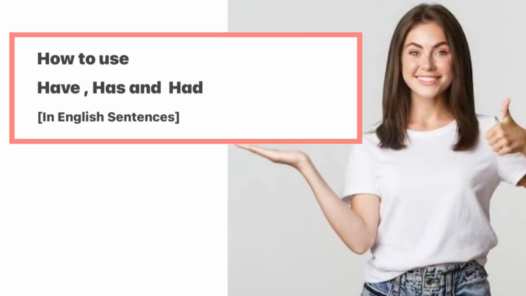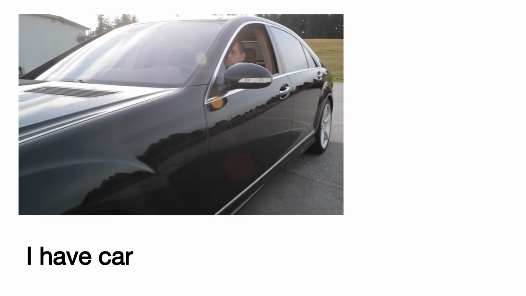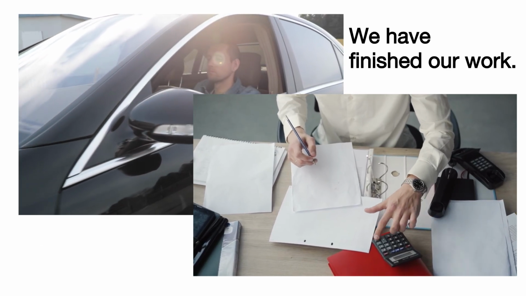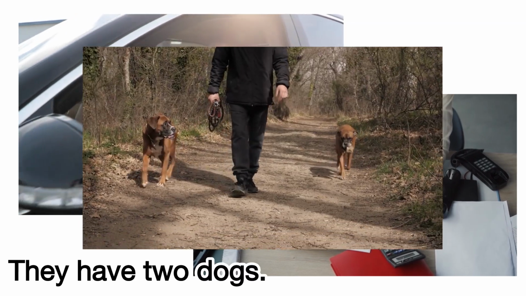Let's understand how to use have, has, and had in English sentences. Let's see some examples using have. 1. I have a car. 2. We have finished our work. 3. They have 2 dogs.